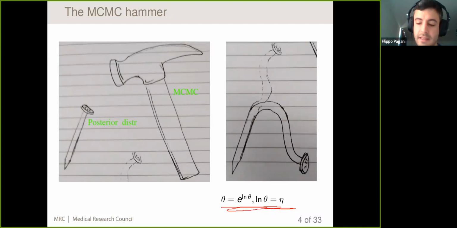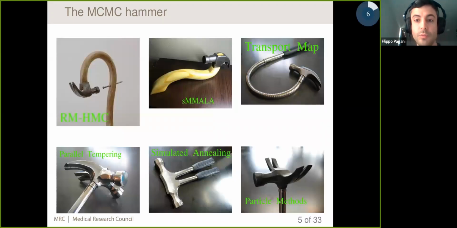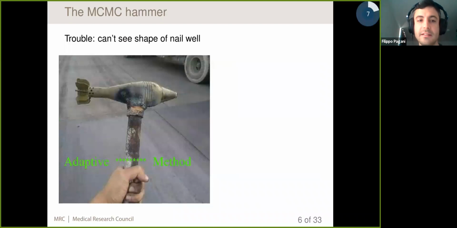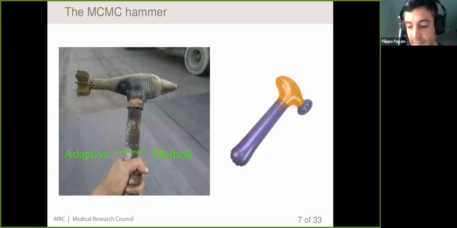Okay, so what are you going to do in that case? If the problem cannot be fixed sufficiently with a transformation like this, you can move on to a more sophisticated MCMC algorithm. And these are just some examples that came to mind. Great, but then the trouble with MCMC is that you can't see the shape of the nail very well. So sometimes you think you have a very strong and powerful MCMC method, which then in practice turns out to be quite disappointing. So this is why you've got to be careful about curved distributions when you encounter them.